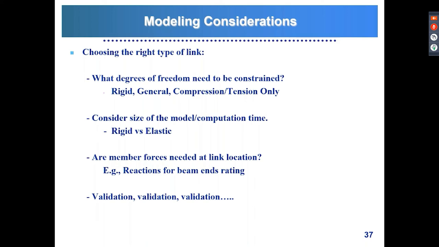The last model consideration is validation. No matter what you're doing, whether it's looking at links, beam releases, or a simple model, you have to validate it because it's very, very easy to have a model that looks right from the model's perspective, but it behaves the wrong way or it does not give you the result for the information that you're targeting to obtain.